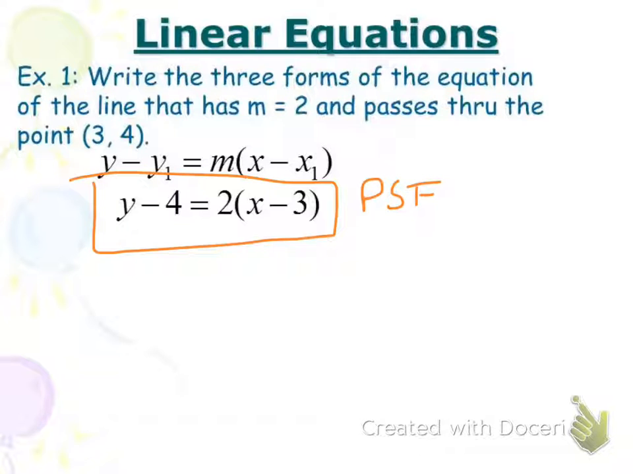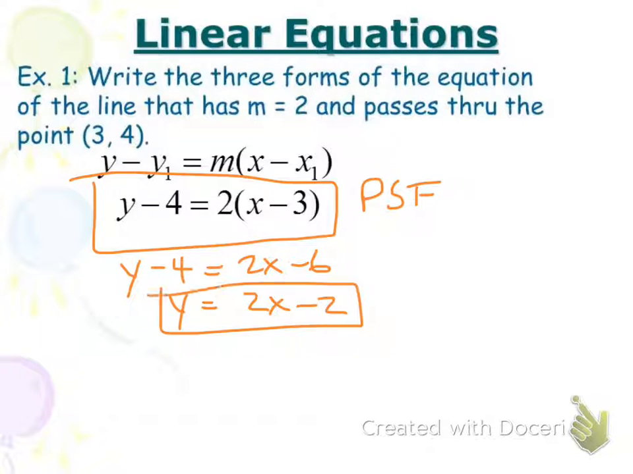How would I change that into slope intercept? Multiply the 2. That'll give me y minus 4 equals 2x minus 6. Y'all come on, power through. Add 4 to both sides. y equals 2x minus 2. That's slope intercept form.